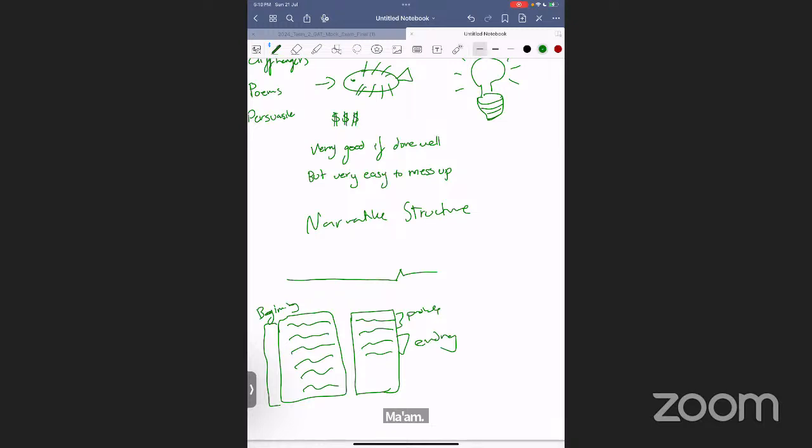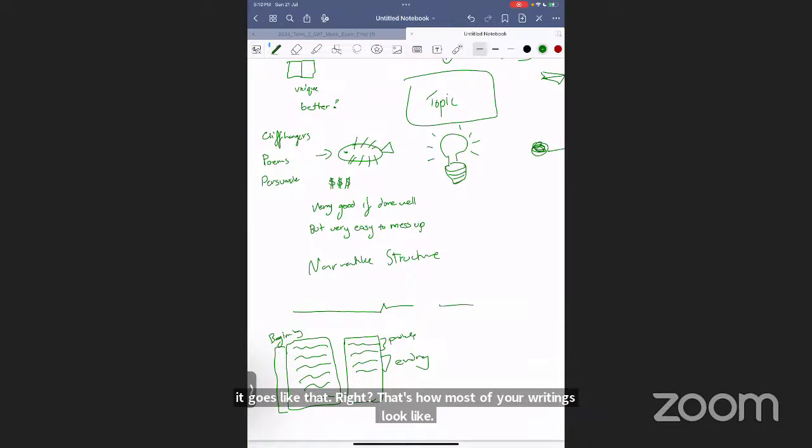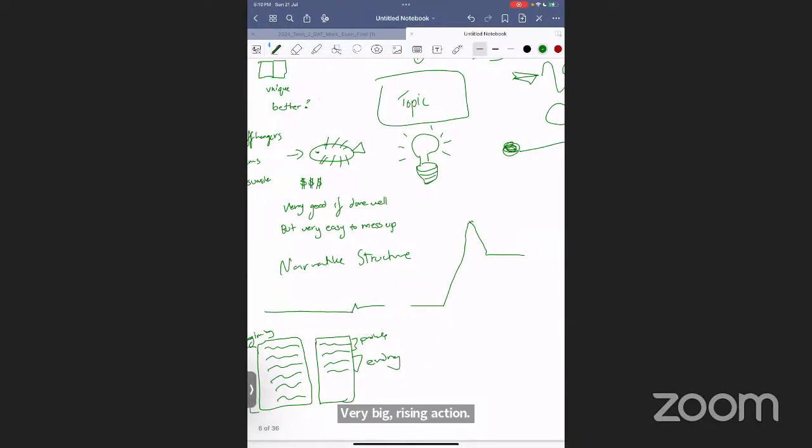So it goes like that, right? That's how most of your writing looks. What it should look like is this. You have a quick beginning, a big problem, very big rising action, and then your ending. So let's label these things and then we'll go from there. At the beginning, here you have the beginning, problem, rising action, climax, resolution, falling action.